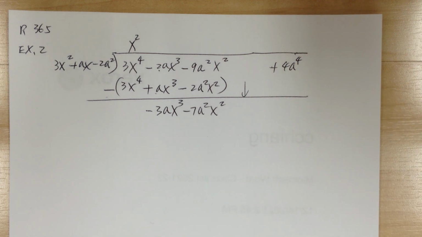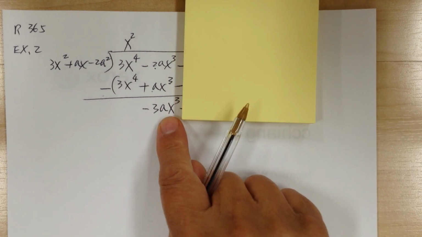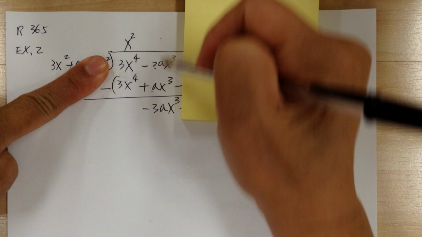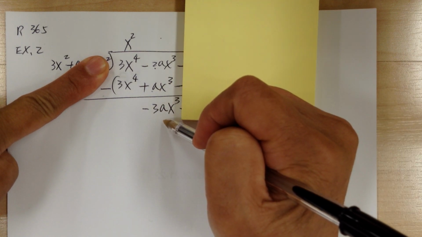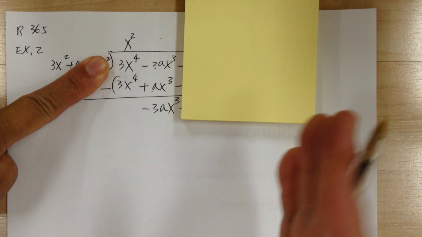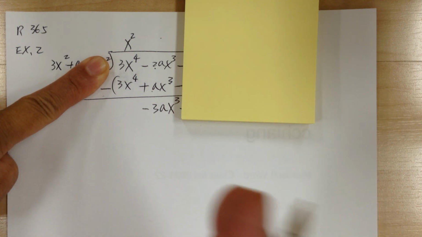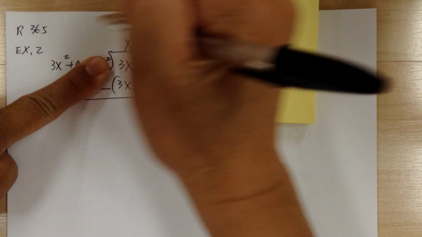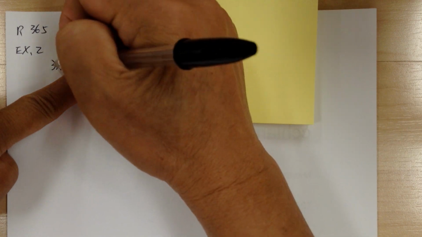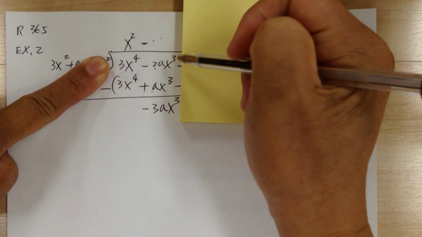Okay? And then after that, again, you just look at the first term. So 3x squared times what will give you negative 3ax cubed? Well, let's see. When you think things start to get complicated, you take out the sign, then the number, then the alphabet. So the sign, positive times negative, will give you negative. And the coefficient, 3 times 1, will give you 3. So you don't need any other number, because there are other things over here.